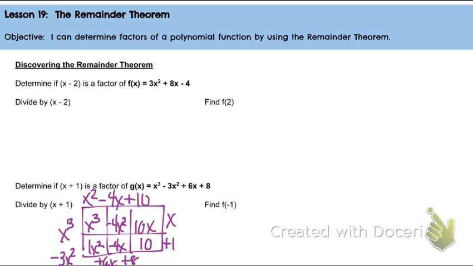So how do I get from 10 down to 8? I have a remainder of negative 2. 10 plus negative 2 equals 8.